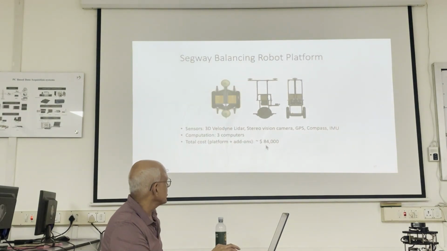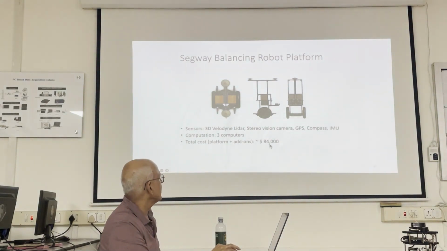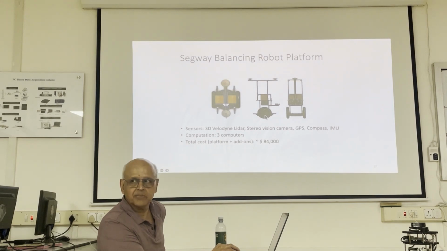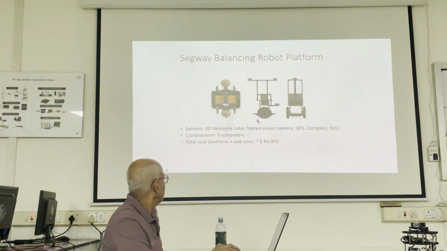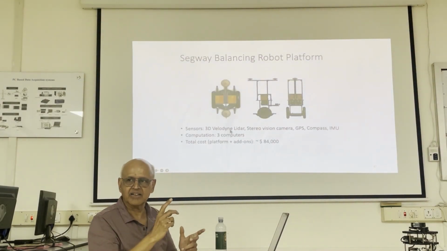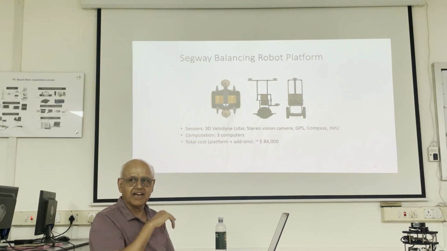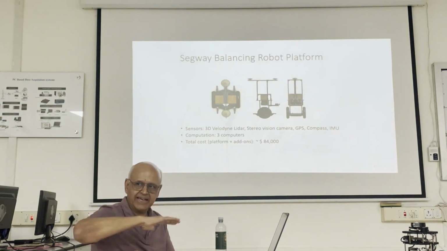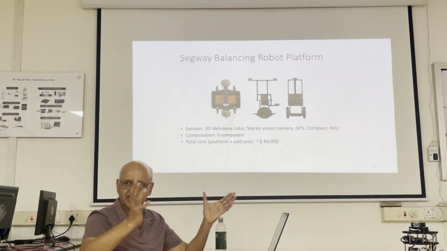Okay, and this was our most expensive chassis, about $84,000. It's a Segway platform, and it's got a 3D Velodyne LiDAR. So a significant part of the cost is because it's a 3D LiDAR. So a 3D LiDAR, unlike a 2D LiDAR which can only see in a plane, a 3D LiDAR sees everything.